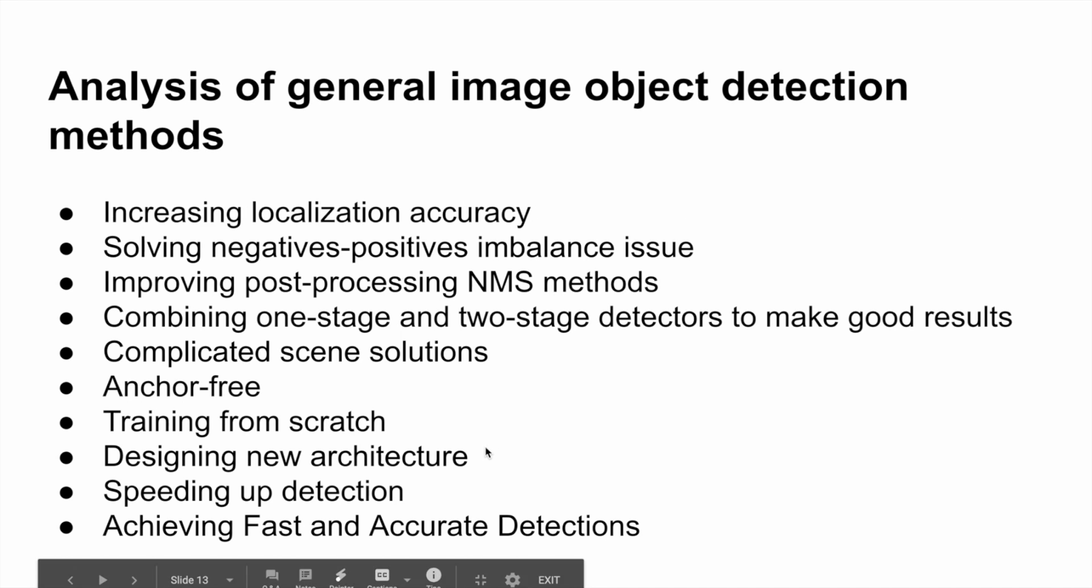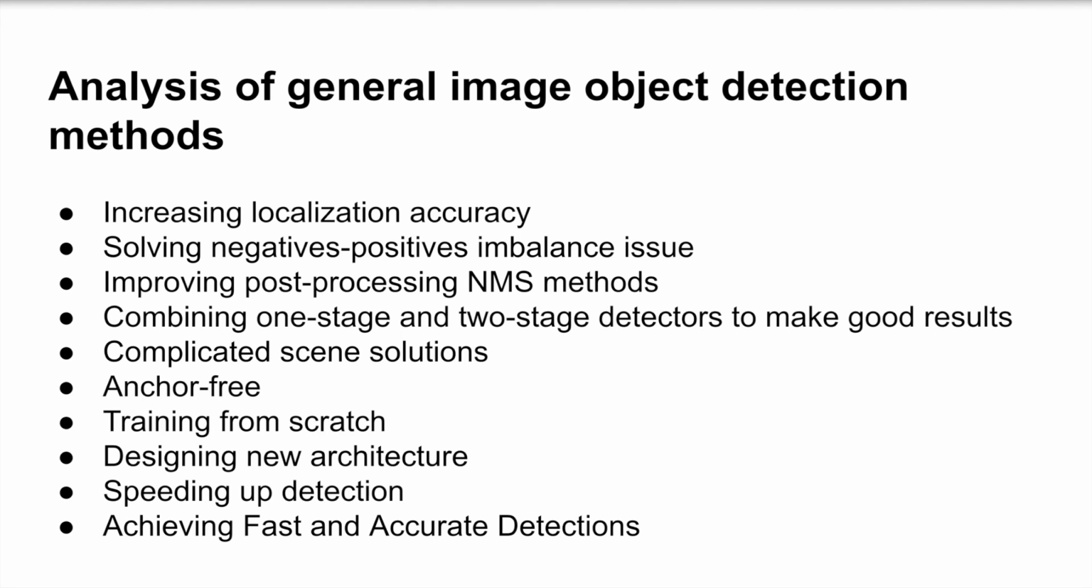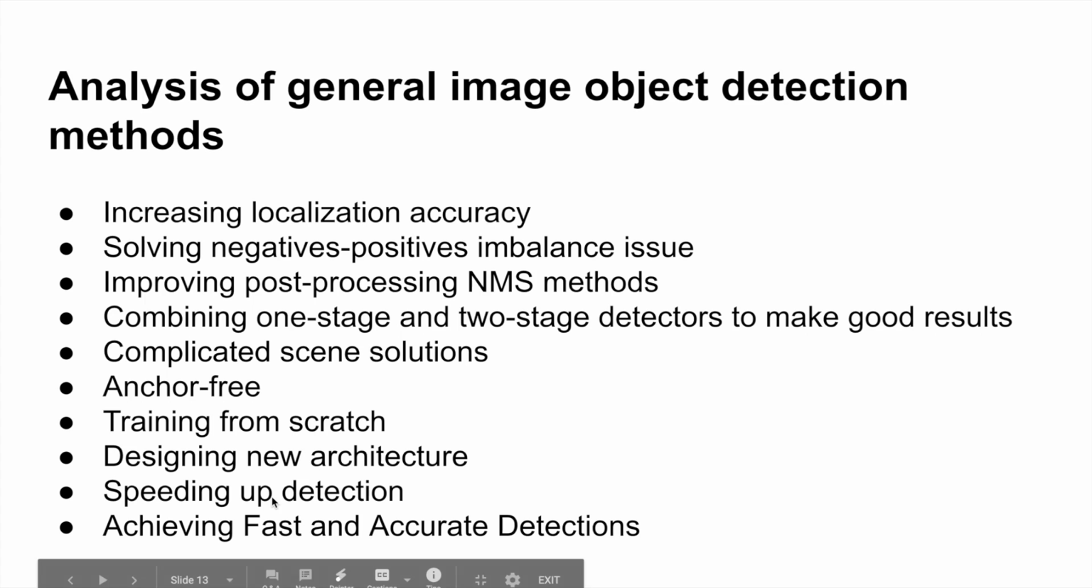Now coming to the analysis of general object detection methods. Generally speaking, deep neural network based object detection pipelines have four steps: image pre-processing, feature extraction, classification and localization, and post processing. These are the common steps followed in the analysis of general object detection methods, like training from scratch, speeding up detection, and achieving fast and accurate detections.